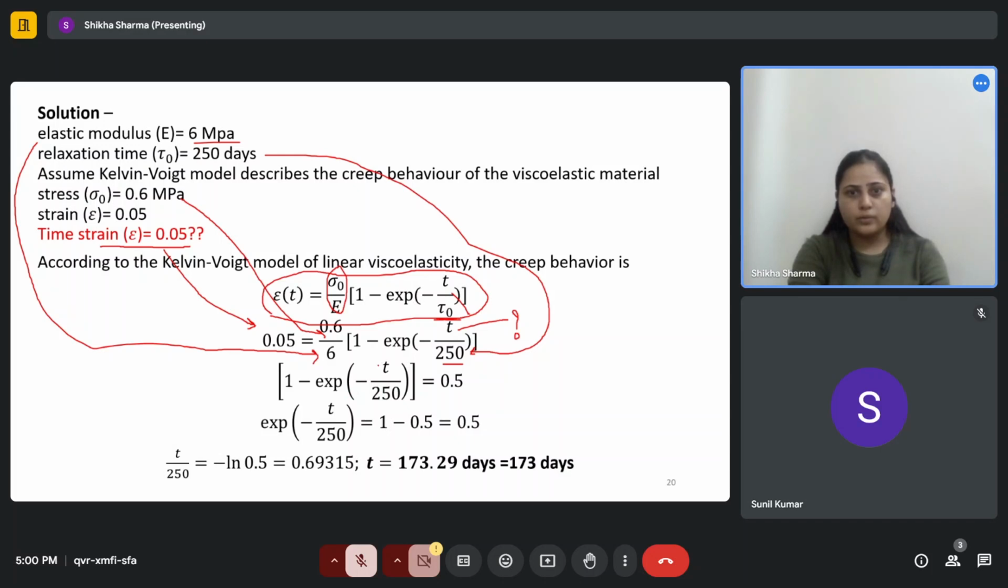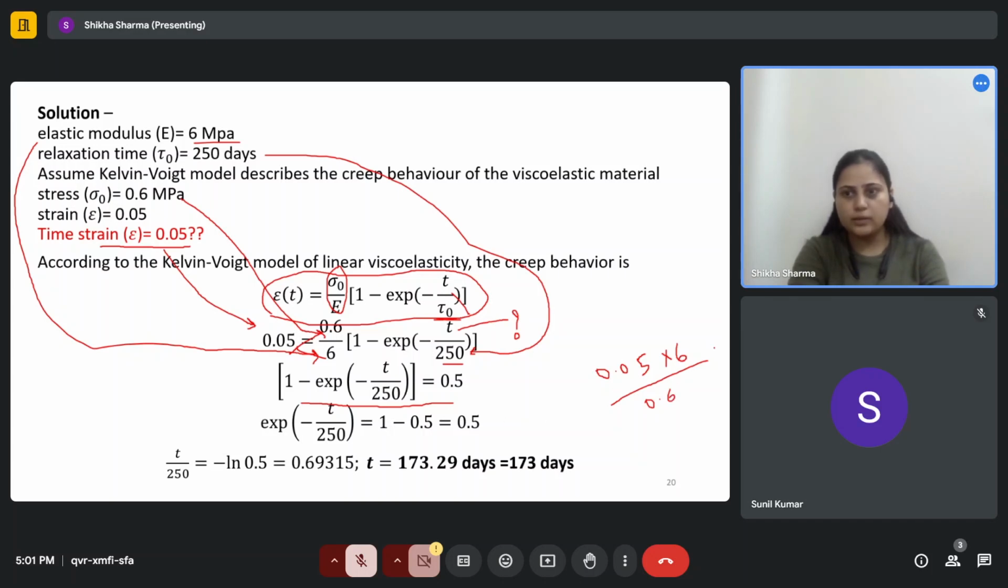So when we solve this, we'll get 1 minus exponential of minus t by 250, and this 6 will go here and this 0.6 will come here. So this will be 0.05 multiplied by 6 divided by 0.6.